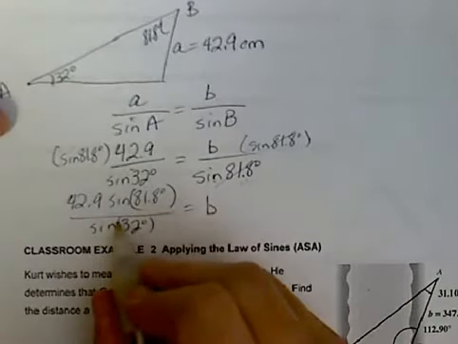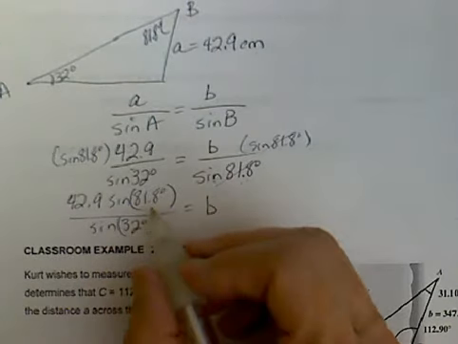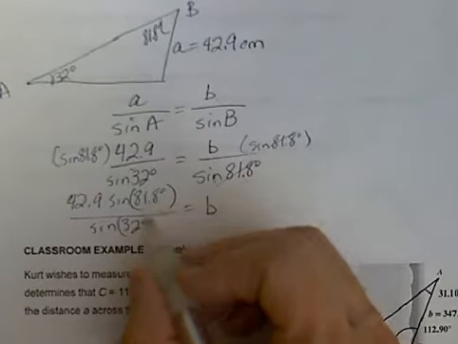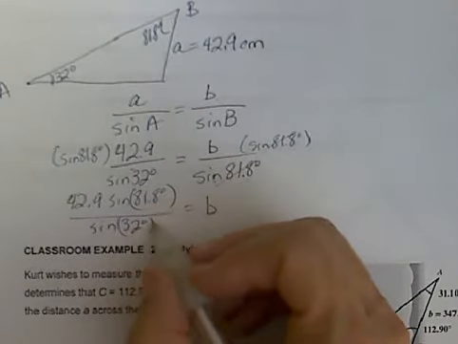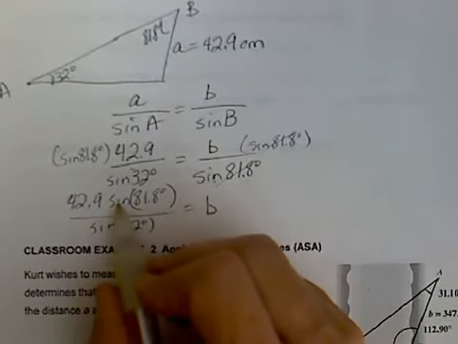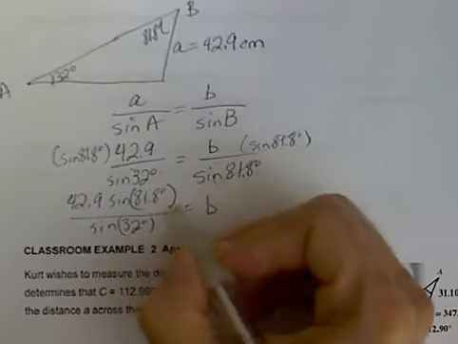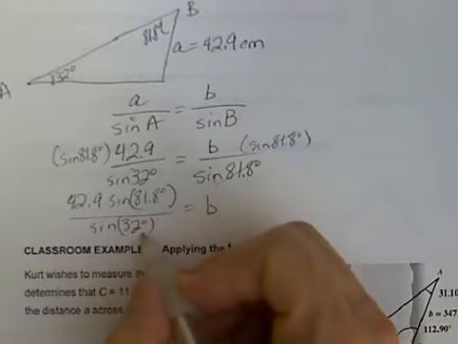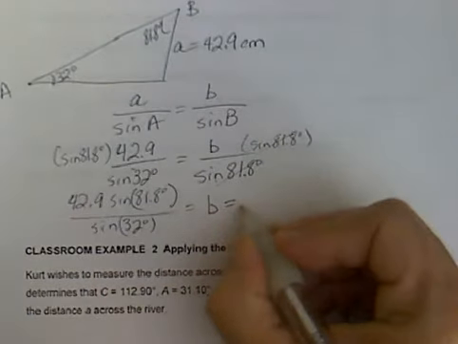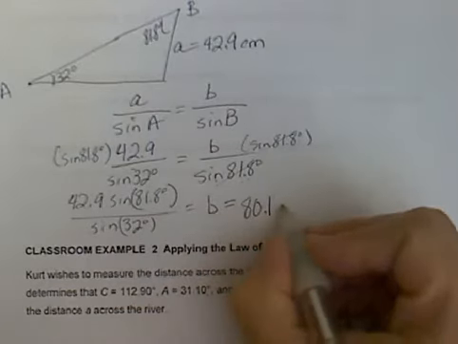Two important things with your calculator here. One is make sure your calculator is in degree mode. You might have it in radian mode from some of the previous units that we've done, but at least for this week you want to make sure it's in degree mode for all of these problems. The other thing is, when you're doing this with the sine of 81.8, make sure that you close your parentheses before you put in the division sign. If we work this out on the calculator, this turns out to be 80.1. So our side B is 80.1 centimeters.